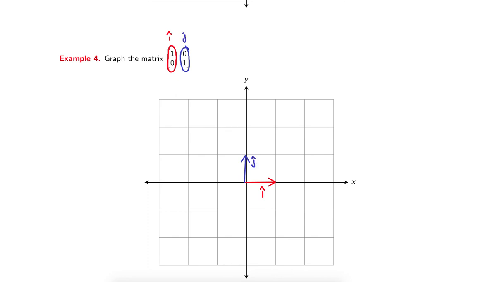So we call a matrix like this, that is i hat followed by j hat, this two-dimensional matrix, an example of what's known as an identity matrix. We'll get into identity matrices and all that a little bit later, but for right now, just note that if we graph this first column and this second column, we get our basis vectors i hat and j hat respectively.